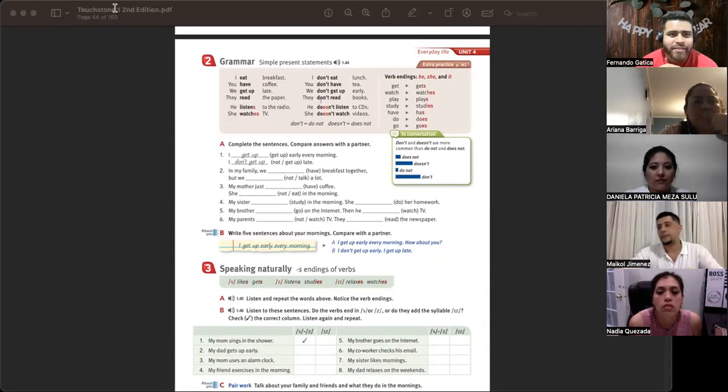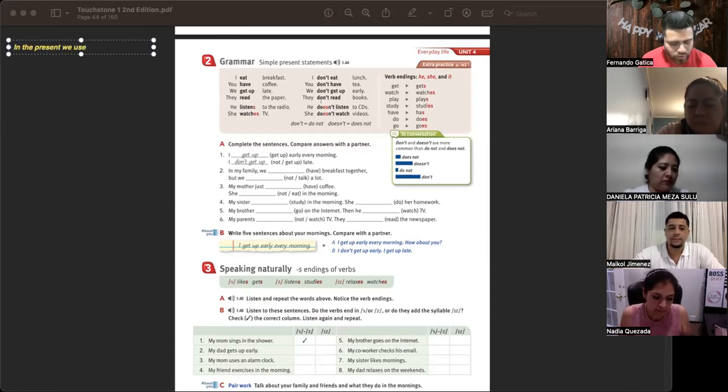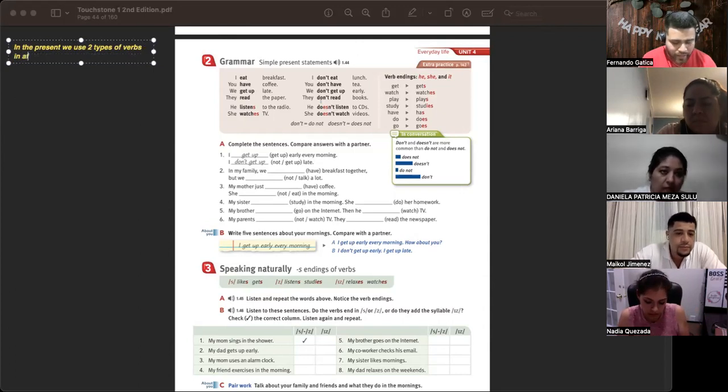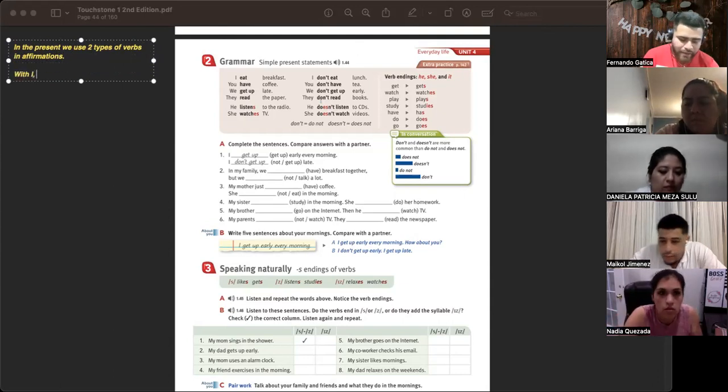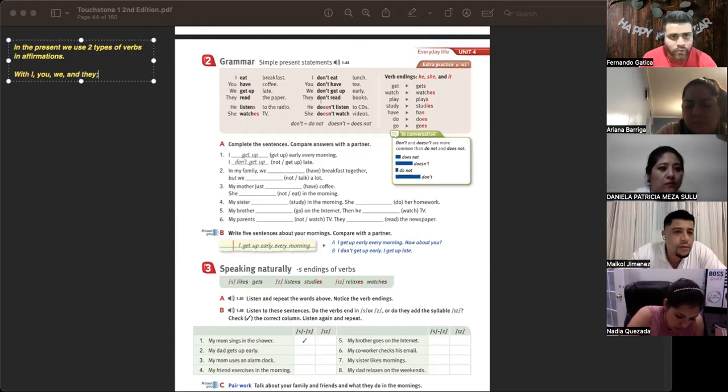In the present, there are two types of verbs. Write this in your notebook. In the present, we use two types of verbs in affirmations. With I, you, we, and they, we use a base verb.